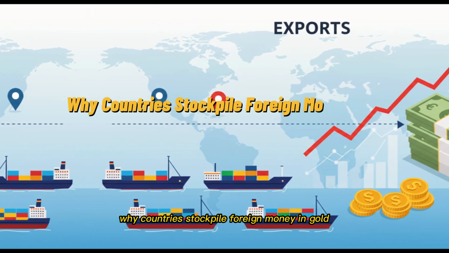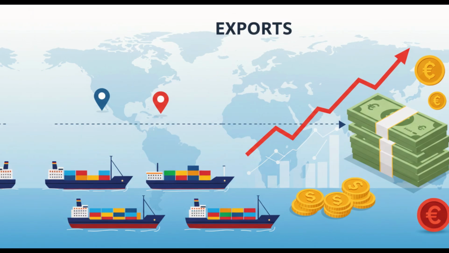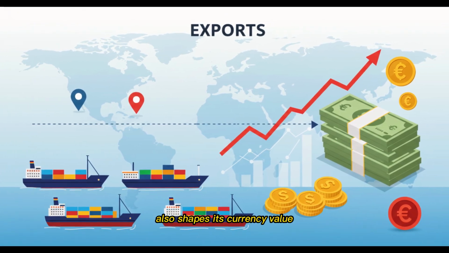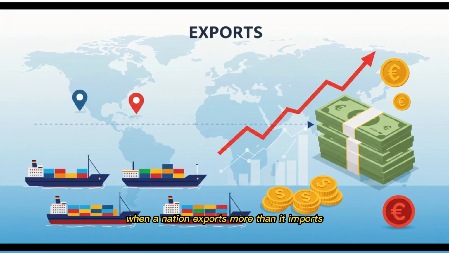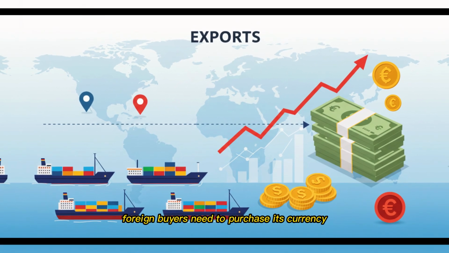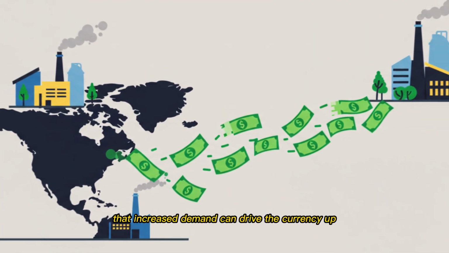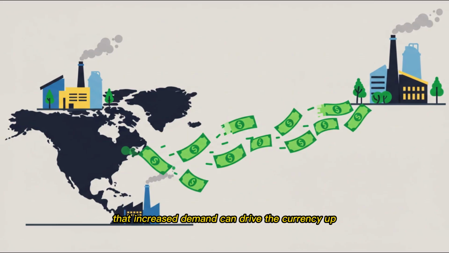Why countries stockpile foreign money and gold? A country's trade balance, the difference between exports and imports, also shapes its currency value. When a nation exports more than it imports, foreign buyers need to purchase its currency to pay for those goods. That increased demand can drive the currency up.